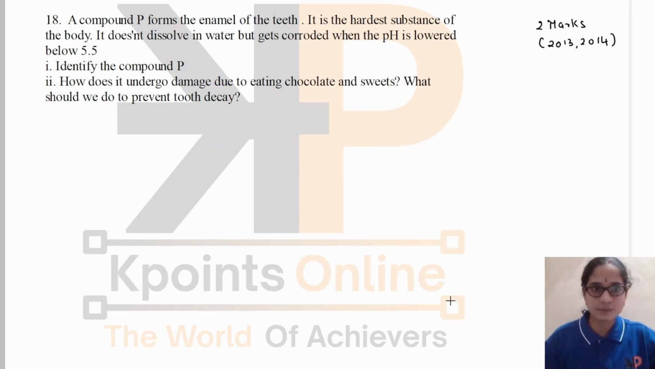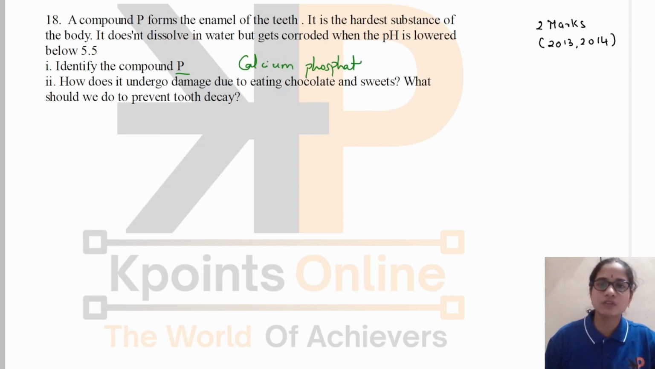Then the next question is, a compound P forms the enamel of the teeth. It is the hardest substance of the body. It does not dissolve in water but gets corroded when the pH is lowered below 5.5. We have to identify the compound P. We know that our tooth enamel is made up of the hardest substance, that is calcium phosphate. The answer is calcium phosphate.